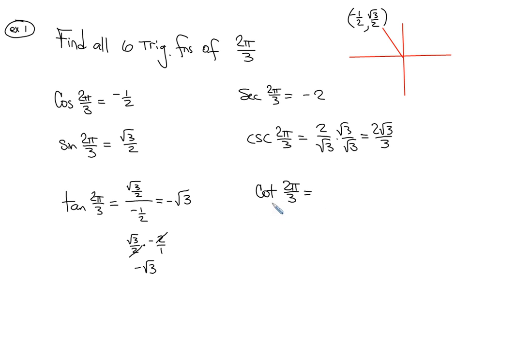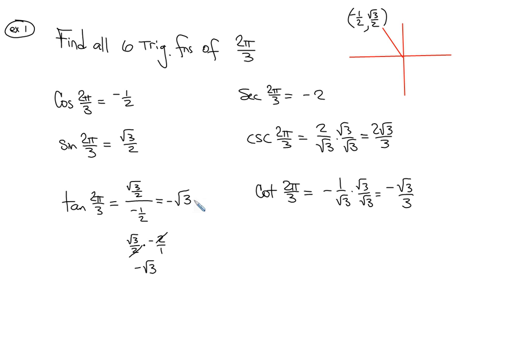Cotangent of 2 pi over 3 is going to be the reciprocal of tangent. So you can either make it, instead of negative rad 3 over 1, negative 1 over rad 3, or you can set it up as cosine divided by sine, x divided by y. But since we already have our tangent value, this is just going to be negative 1 over rad 3, which means we need to rationalize our denominator again. And that gives us negative square root of 3 over 3.